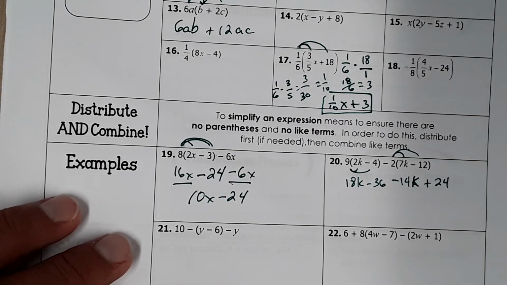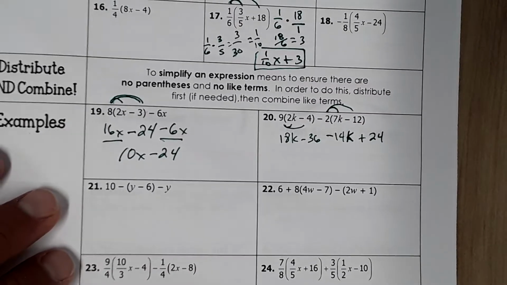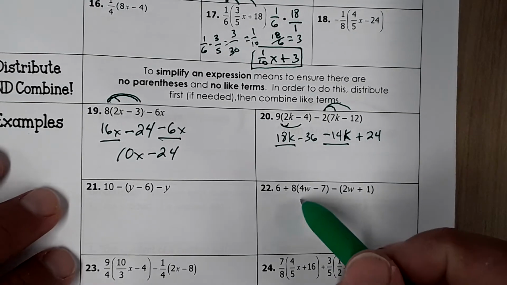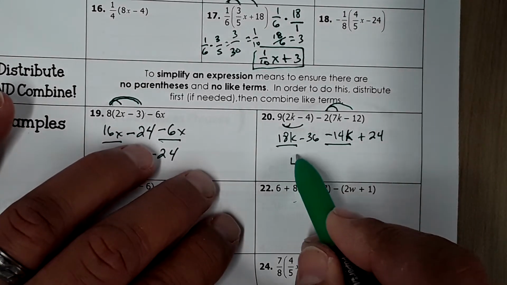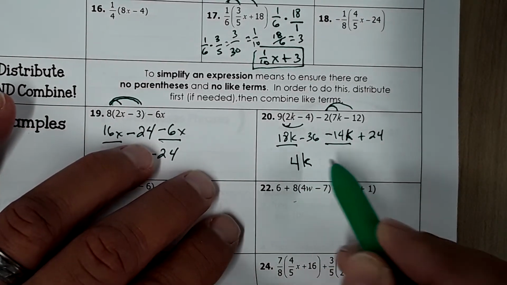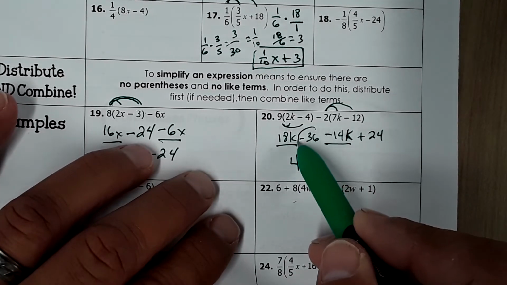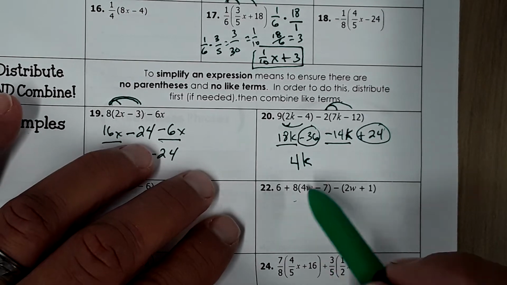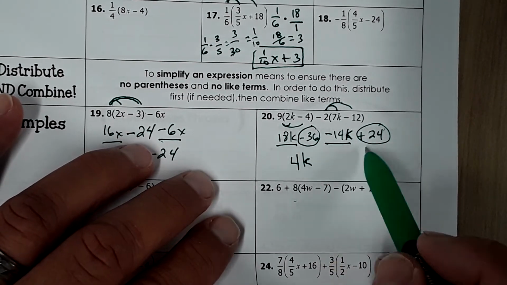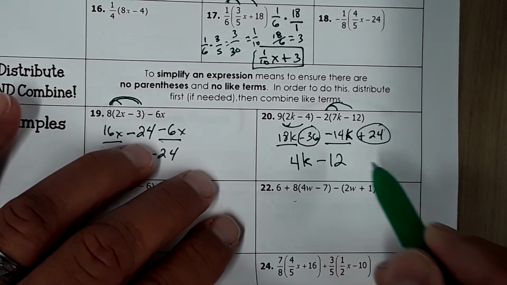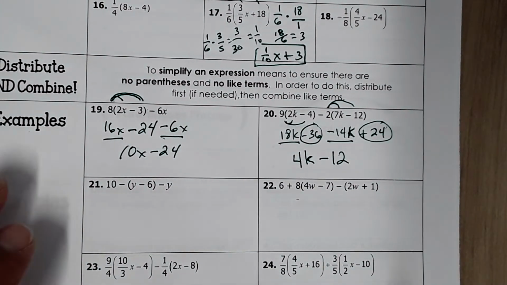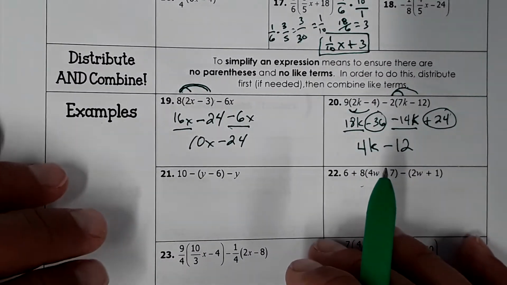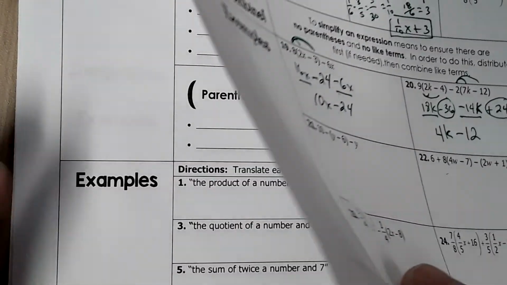And now I need to look to see if there's anything I can combine. And sure enough, I can combine these two. 18k and negative 14k would give me 4k. And then I can also combine these constants. Remember, that's negative 36, not positive 36. And when I add negative 36 and 24, I get negative 12. Okay. One last one, and we'll finish up this lesson.